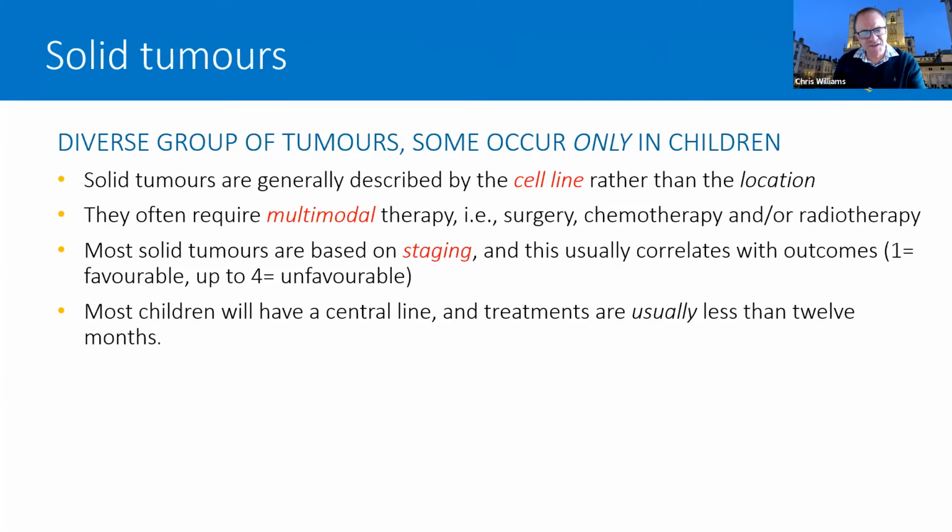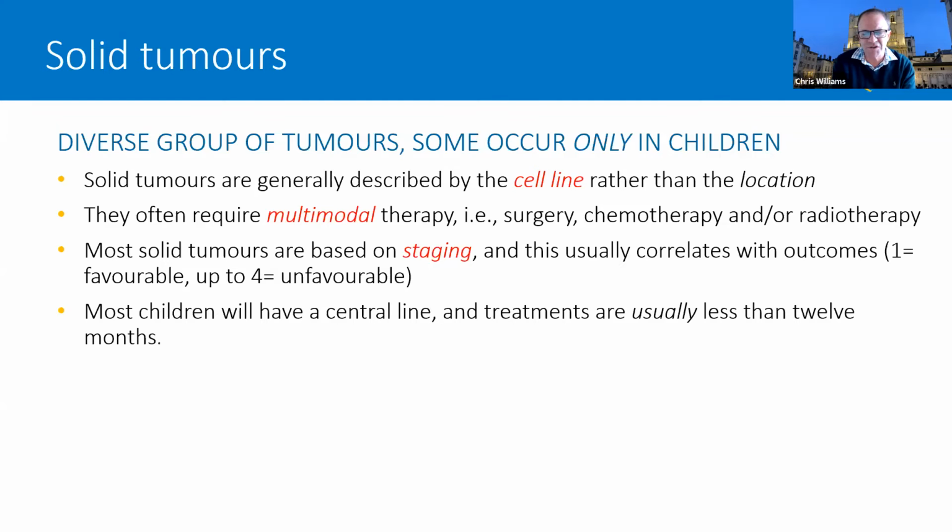The second disease group or group of tumours we have is the solid tumours, a very diverse group. As I said, there's not one disease. This is a group of very, very different tumours, and some only occur in children. In paediatrics, often the solid tumours are generally described by their cell line rather than location. So for example, they wouldn't say my child has a bone cancer, they'd say my child has osteosarcoma. So it's really around the cell line itself.